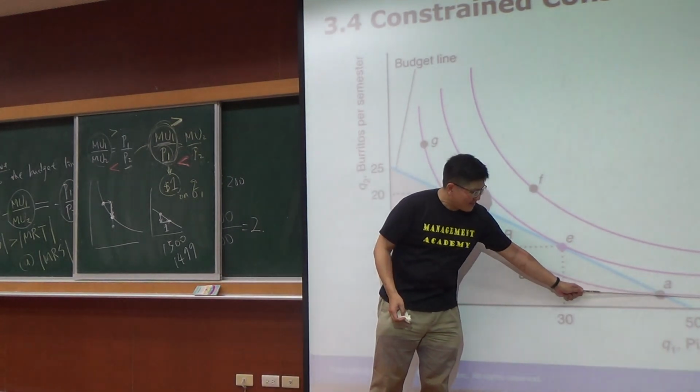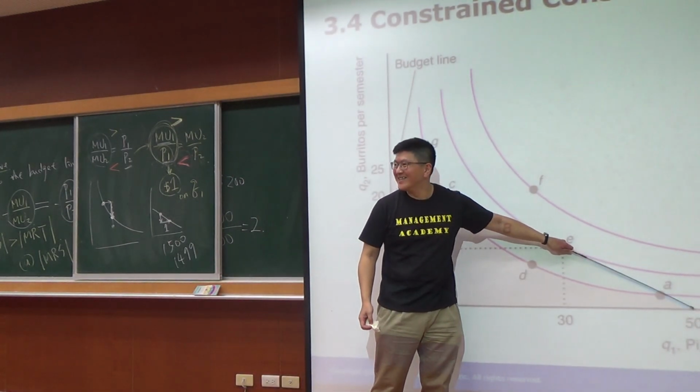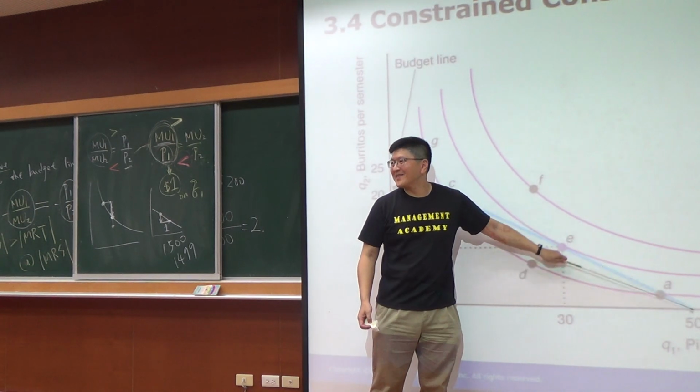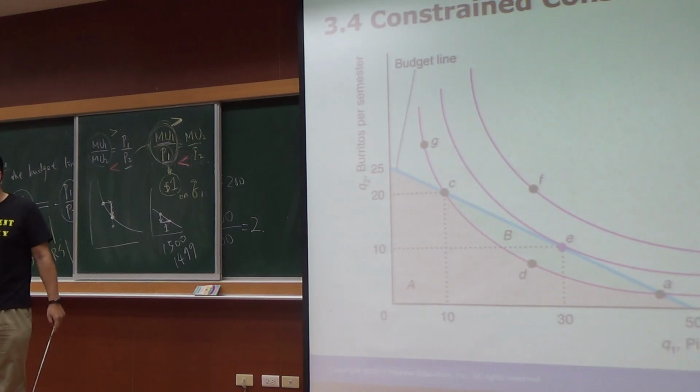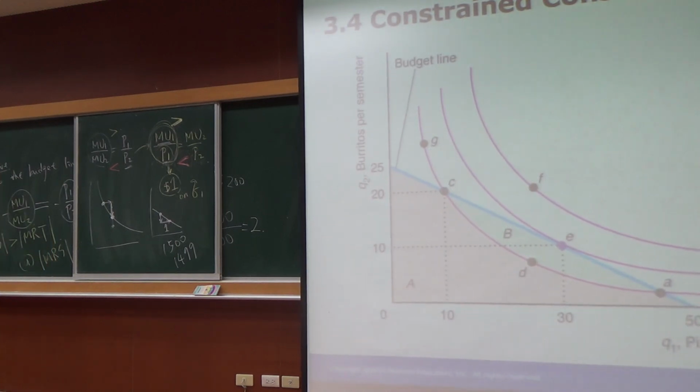Because MRS, MRT. Because the graph just tells us on point A, the absolute value of the MRS is 4.